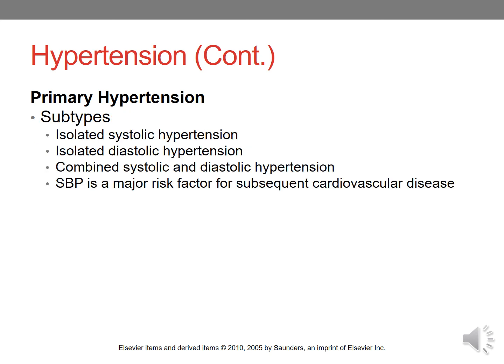So when a person has primary hypertension, there are different subtypes. We have what is called an isolated systolic, where the systolic reading is higher than normal. We also have an isolated diastolic, where that number is higher than normal. But we can also have a combined systolic and diastolic hypertension as well. They do believe that a high systolic blood pressure is a major risk factor for subsequent cardiovascular disease.